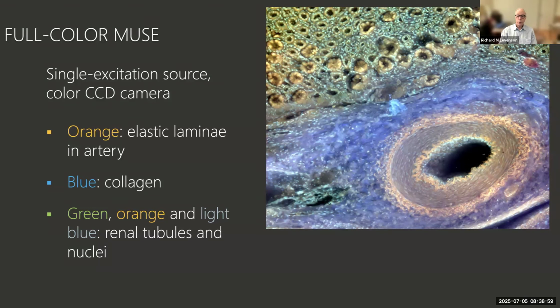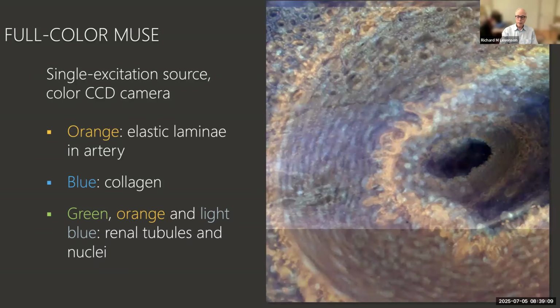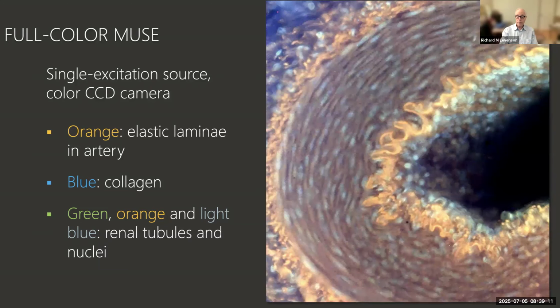The blue stuff is collagen. The orange stuff is elastic laminae in the artery. These are all important structures. The other stuff are various kidney tubules. And just to show you, this is not even the full resolution that's achievable, but you can see the elastic laminae. You can see the endothelial cells on the inside of the blood vessel. And so there's just a lot of information there that I think is more informative than standard H&E.